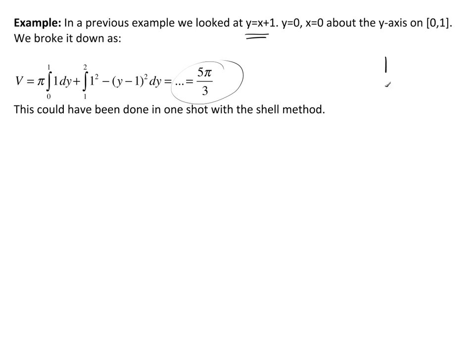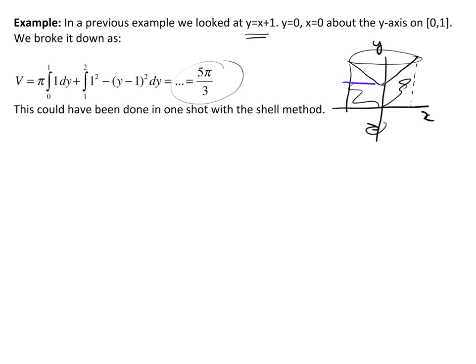Let me draw a quick picture of what I'm talking about here in case you forgot which problem this was. y equals x plus 1 like this. X-axis, y-axis, and we revolve this thing around the y-axis like this. And we're looking for this solid. And when we did it, we said, well, gosh, I need to break it up into this lower half and then this upper half, which is represented by these two different integrals, in order to get that 5 pi over 3.